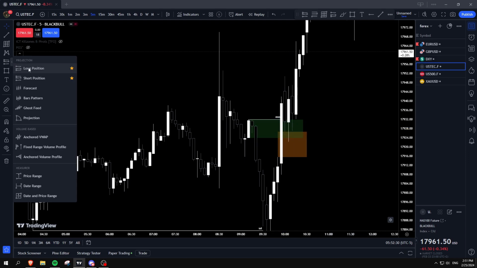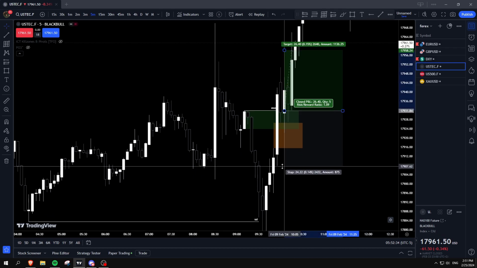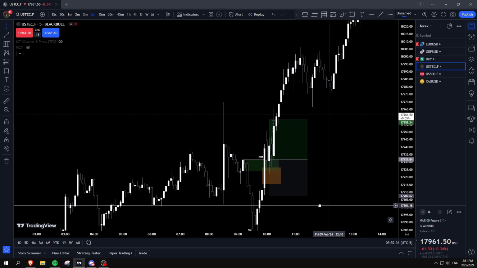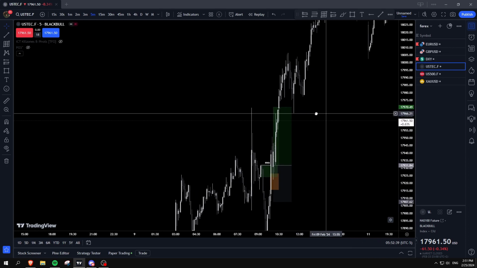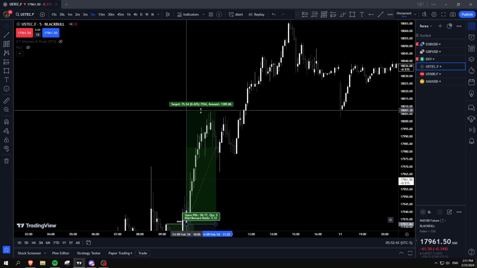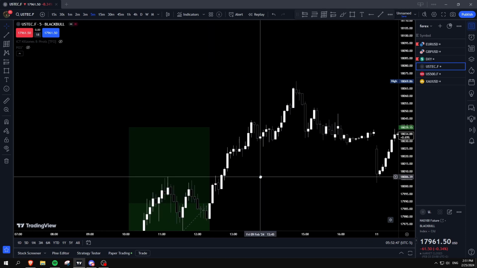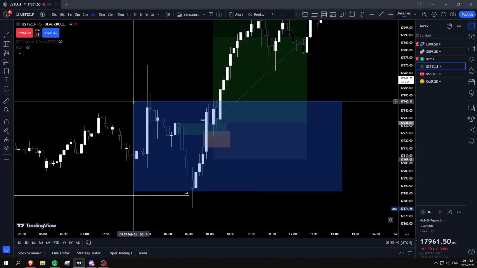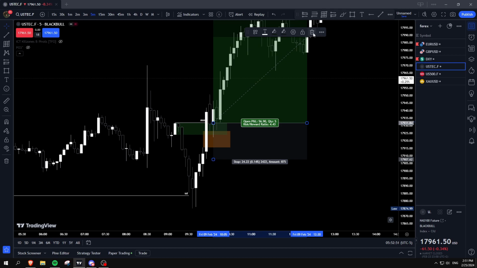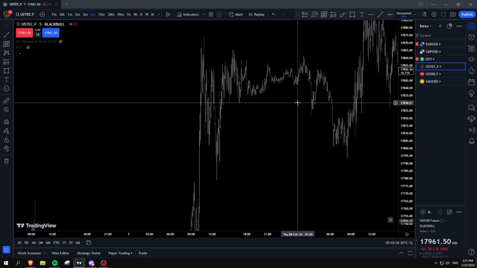In this case, I would enter on the breaker block and put my stop below this fair value gap candle, and I would target the opposing liquidity. Maybe you have some kind of buy side there, and we could have gotten a 1 to 2, 1 to 3, and even more from this trade here. So let's go over one more.